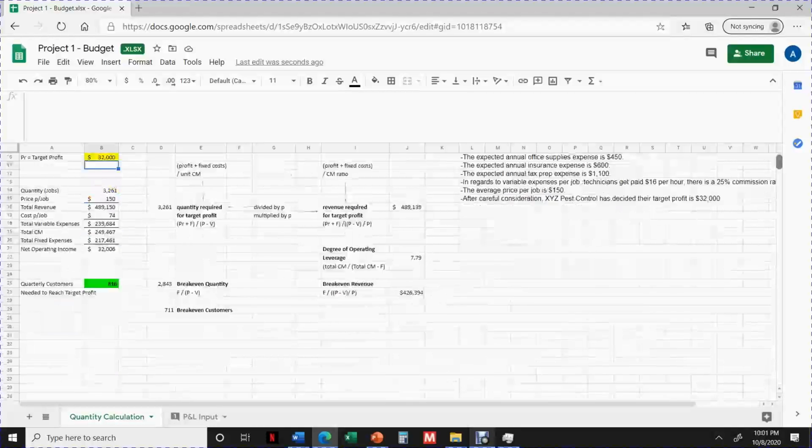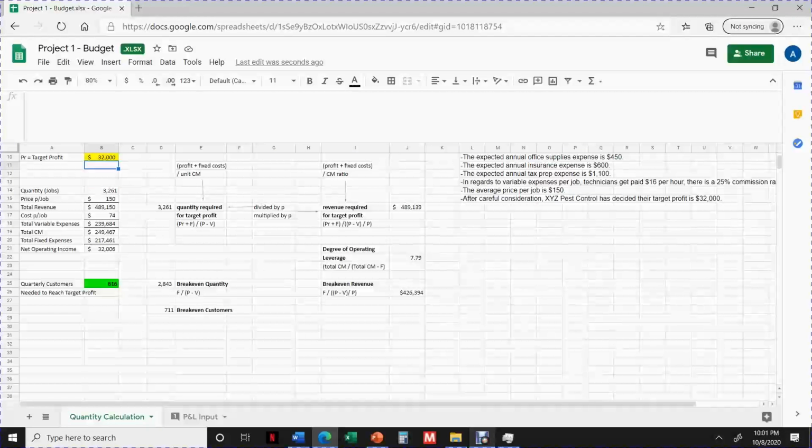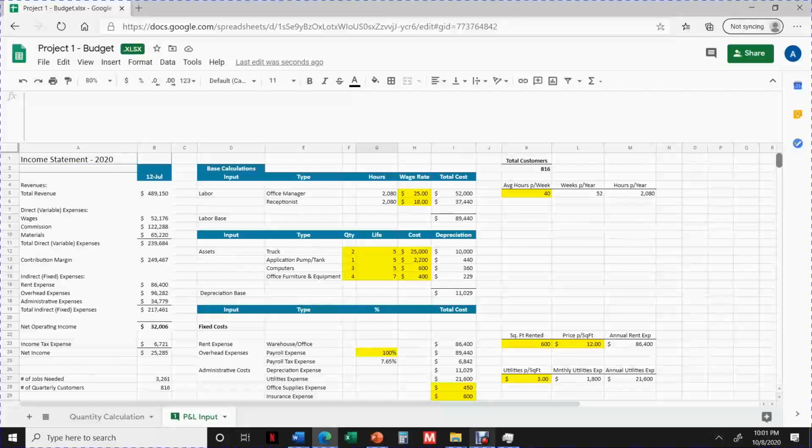I'm going to scroll down. Our break-even customers, which means the amount of customers we have to serve per quarter, is 711. Our break-even revenue is $426,394. Okay, not bad, not bad. Let's take a look. I'm going to zoom in a little bit.